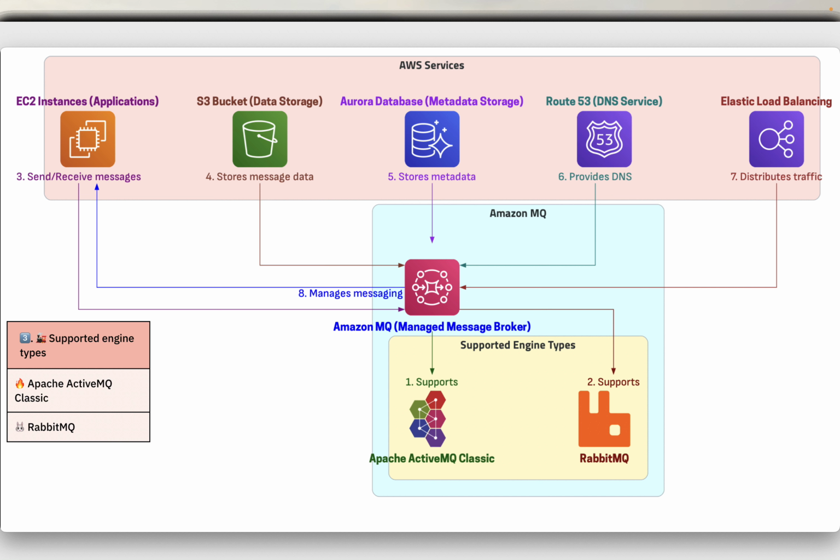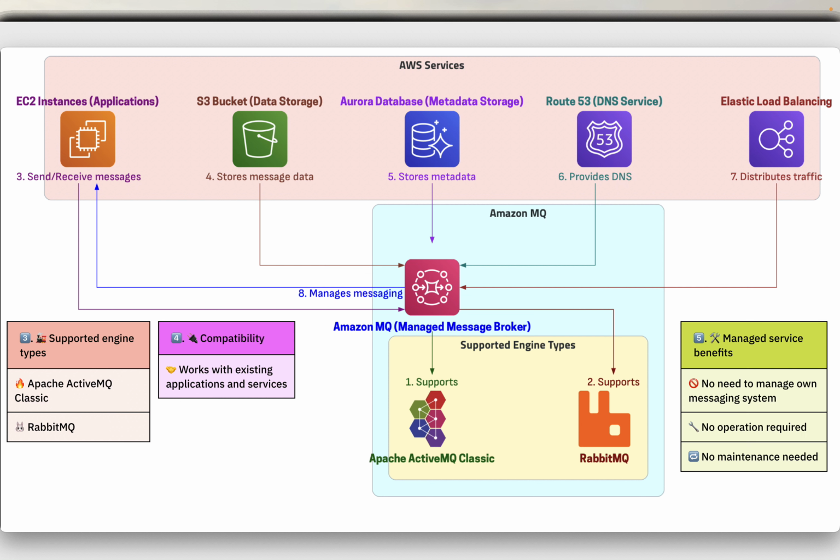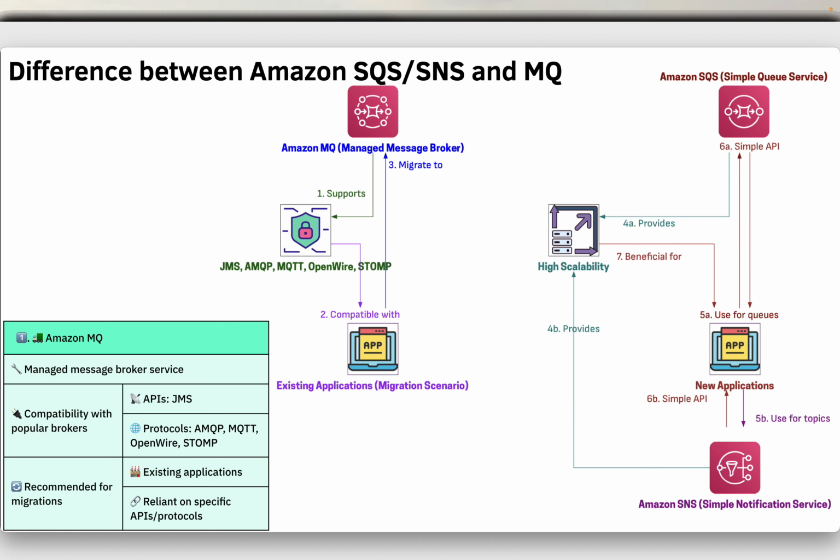Currently, Amazon MQ supports two engine types. First one, Apache ActiveMQ Classic and RabbitMQ. So these two are very popular vendors who had a message queue system or the software, and currently it supports both of them. Amazon MQ is designed to work seamlessly with existing applications and services, ensuring compatibility with your current setup. As a managed service, Amazon MQ eliminates the need to manage, operate, or maintain your own messaging system, reducing the operational burden on your team.